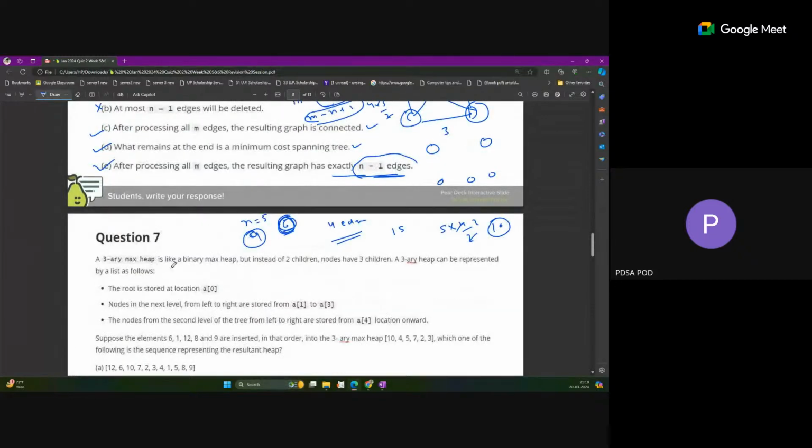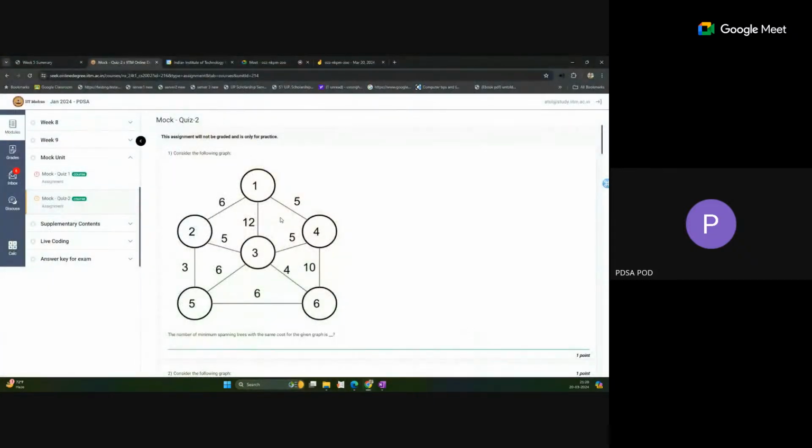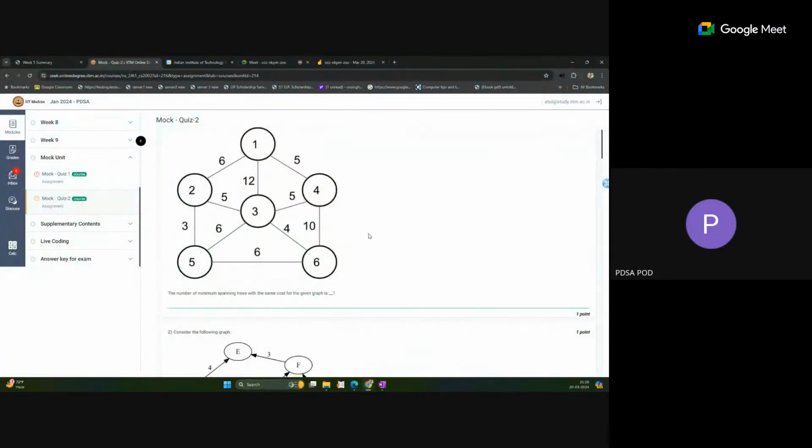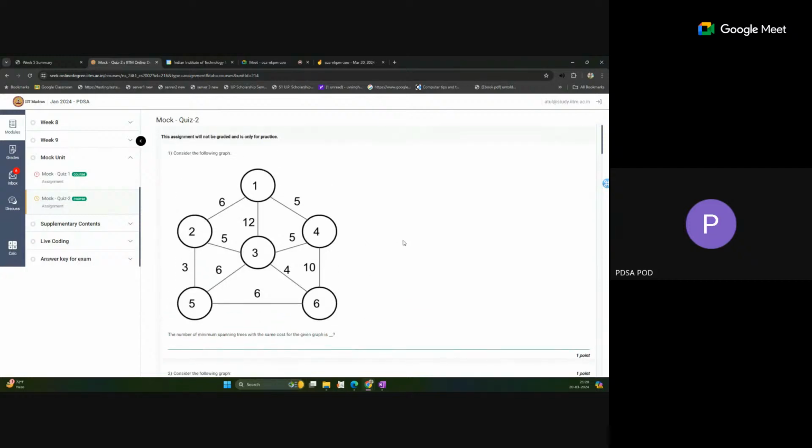Okay, so now this is the MST question. Let me just check this mock question also. So I think you can find this question. Here we are asked the number of MSTs possible for this graph. First question of the mock.